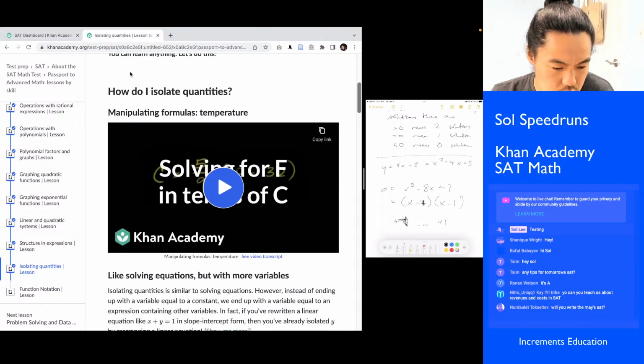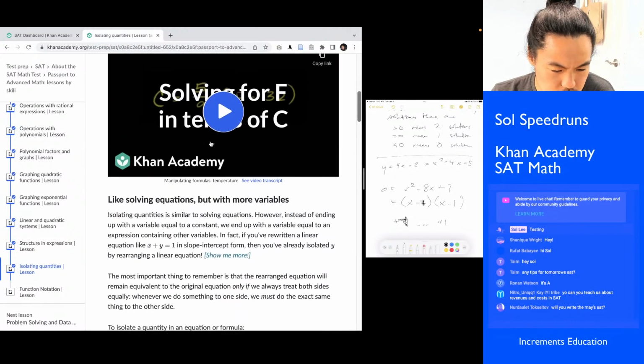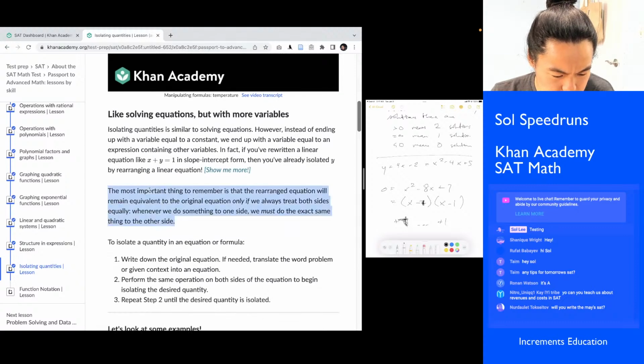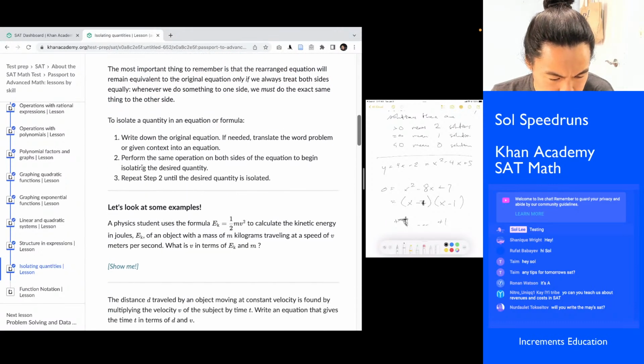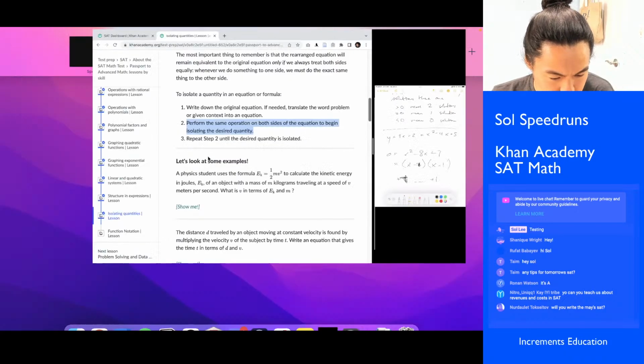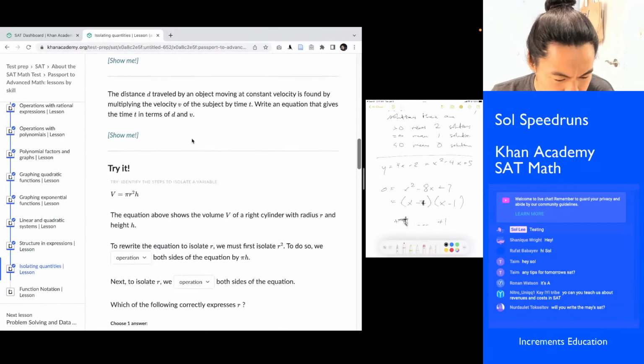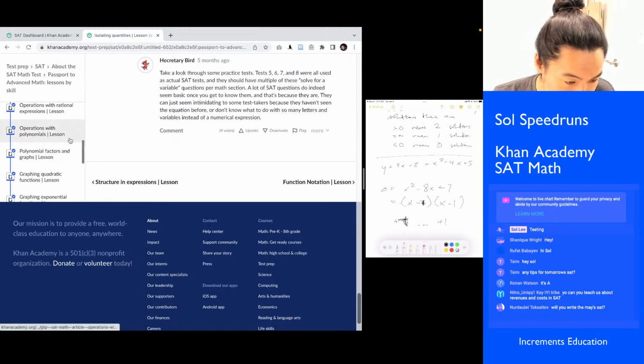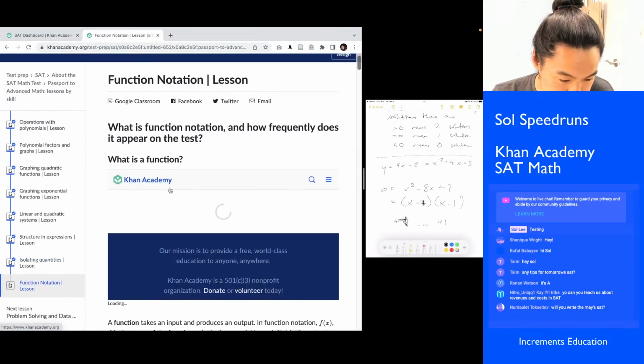Oh, what? So you just put it by itself on the one side? Like solving equations but with more variables? Write down the original equation. Oh, this is super basic, no? Oh, that's super basic. Okay, no. Crazy basic. All right.